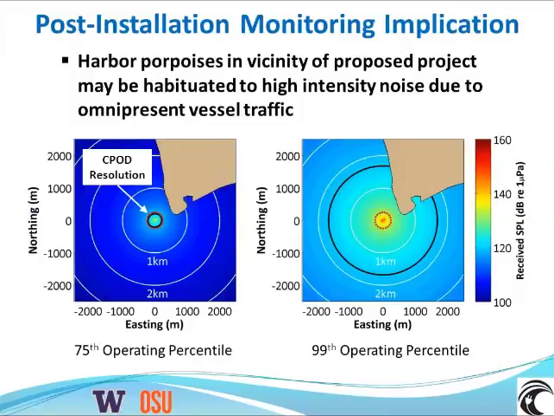So, next slide. So if we think about this in terms of the post-installation monitoring implication, if we were to undertake a study where we deploy a CPOD on the turbine foundation, what we're seeing now, again, is those two maps of received levels in broadband terms on the left and right for the 75th operating percentile and 99th operating percentile. At the 75th operating percentile, the detection range of the CPOD is shown as that red dashed circle. The received levels of noise within that circle are very much below 140 decibels.